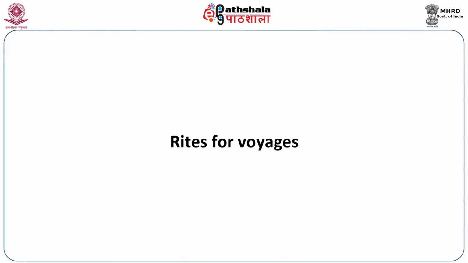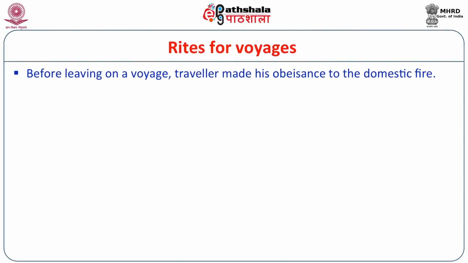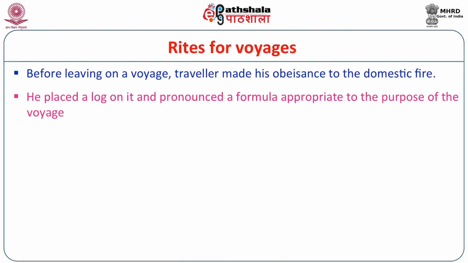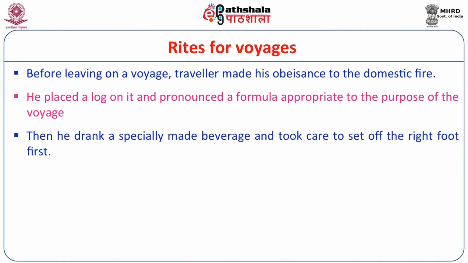People were moving to different countries. We have examples of long sea voyages, and therefore when one goes on sea voyages, it is important that one does some rituals to protect oneself. So there was a rite for voyages. The traveller made his obeisance to the domestic fire. He placed a log on it and pronounced a formula appropriate to the purpose of the voyage. Then he drank a specially made beverage and took care to set off with the right foot first.